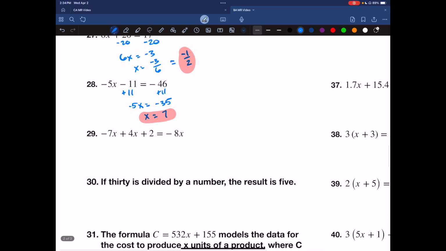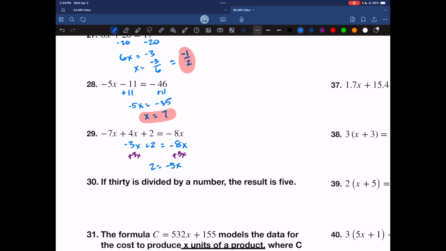Now, when you're on the same side, I'm just combining like terms. So negative 7x plus 4x, that's going to be negative 3x plus 2. I do this first. You want to clean up your sides before you work across the equal sign. All right, so this is going to be negative 3x plus 2 equals negative 8x. I'm going to add 3x to the other side. Plus 3x, plus 3x.